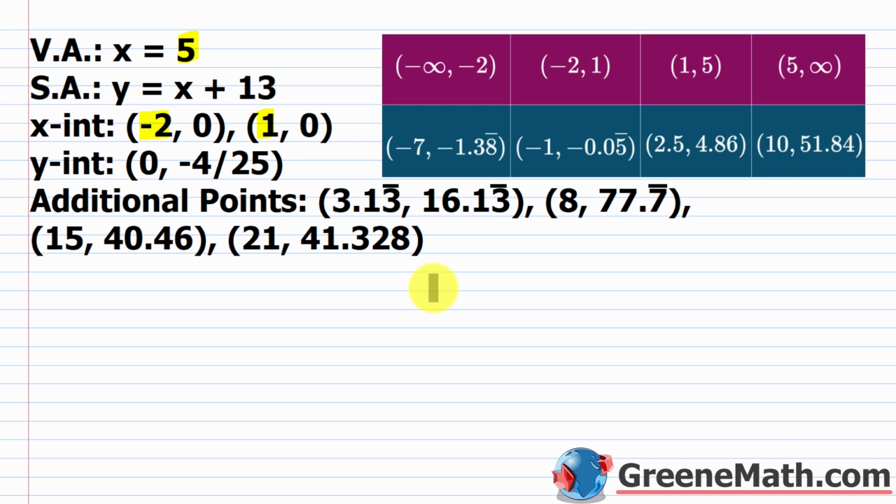And then I have some additional points. So this is the one we talked about earlier. So that's where your point of intersection is. So 3.13, where the 3 repeats forever, comma 16.13, where the 3 repeats forever. Then we have this 8 comma 77.7, where that 7 repeats forever. And then we have 15 comma 40.46 and 21 comma 41.328.